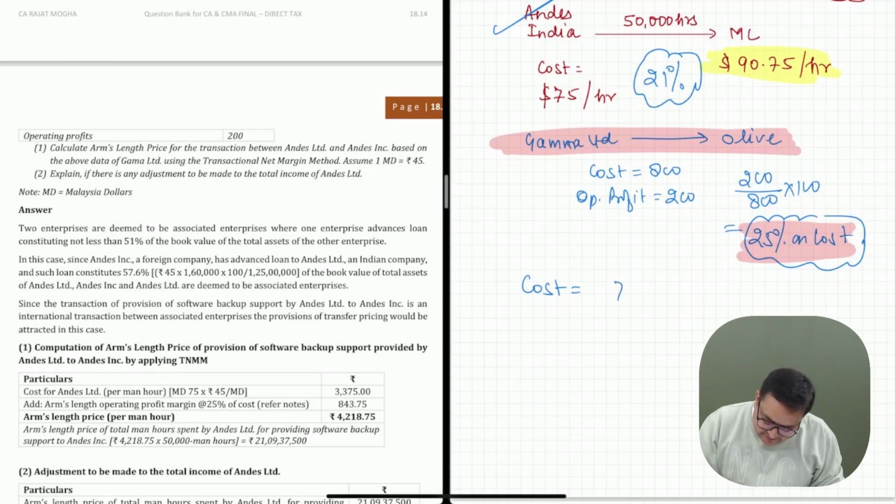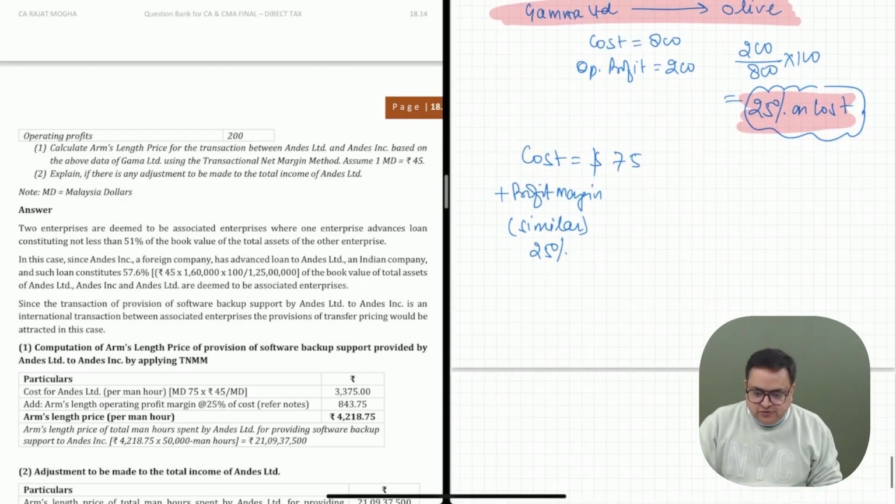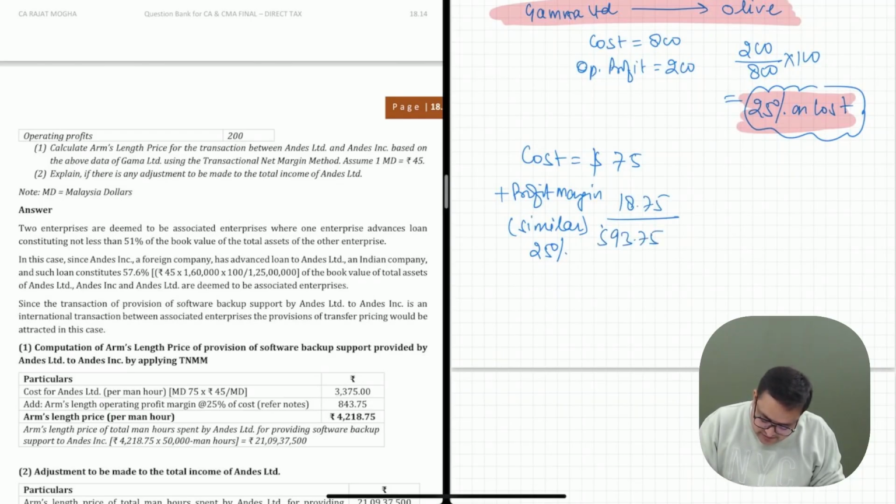So our cost is $75 plus the profit margin of similar companies in the same industries, which is 25%. We calculated it. So 75 into 25% is 18.75. Tell me the total, guys. $93.75 per hour we should charge. So tell me what should be the ALP. This should be the ALP per hour, and in total, how much would it be?